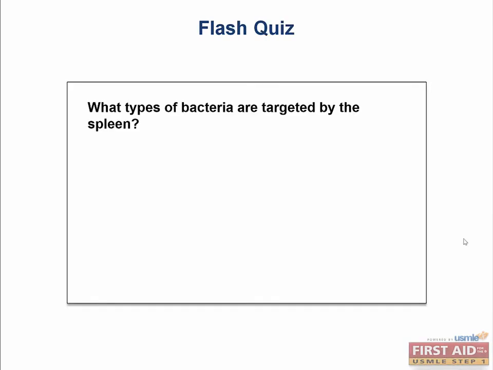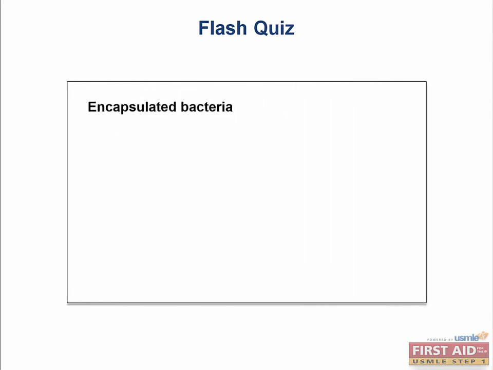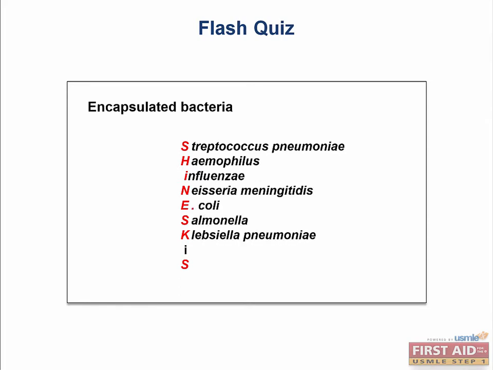All right, time for a flash quiz. What types of bacteria are targeted by the spleen? So we just went over this, and they are encapsulated bacteria, and those include all of those SHINE SKIS organisms. Strep pneumoniae, Haemophilus influenzae, Neisseria meningitidis, E. coli, Salmonella, Klebsiella pneumoniae, and Streptococcus agalactiae. Very, very good. You got it. Lymphatic structures down.